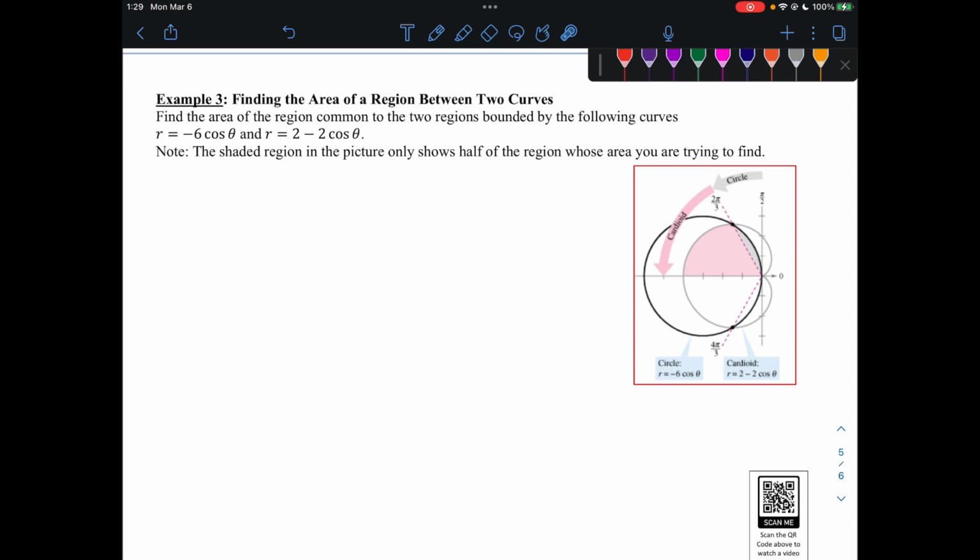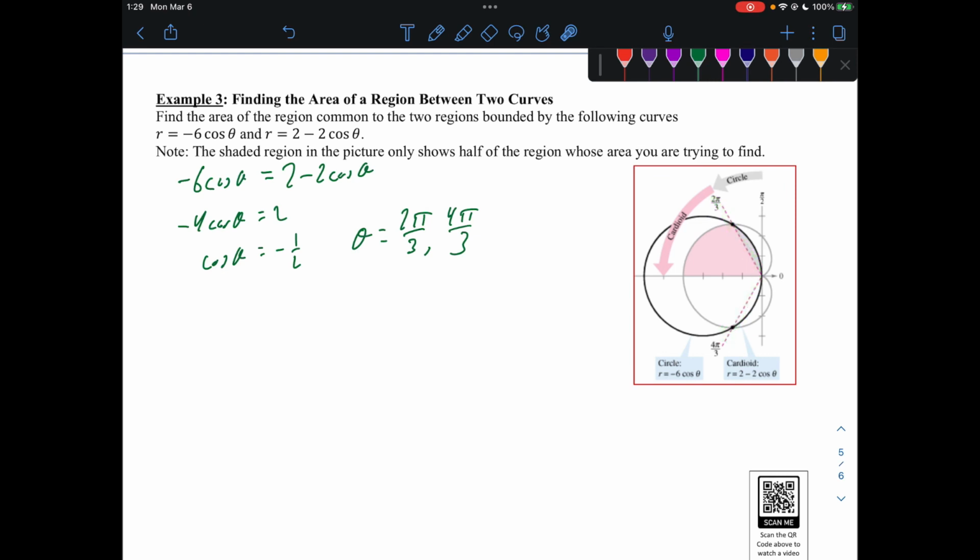All right, first thing we should probably do is find the points of intersection here. So -6 cosine theta equals 2 minus 2 cosine theta. If I add the 2 over here, divide, all right, we should get theta equals 2 pi over 3 and 4 pi over 3. Okay, so we can see here this is 2 pi over 3 right there, and this is 4 pi over 3 right there.